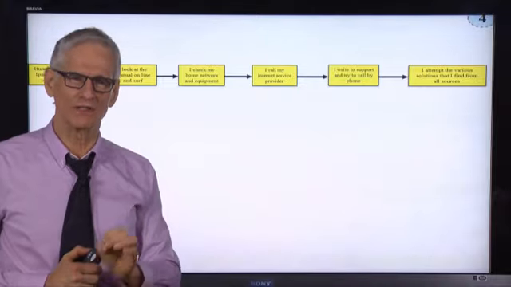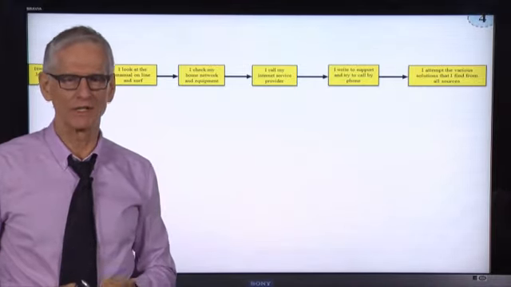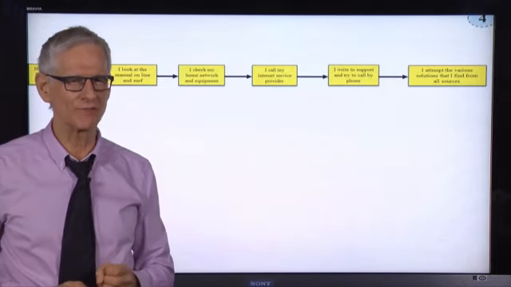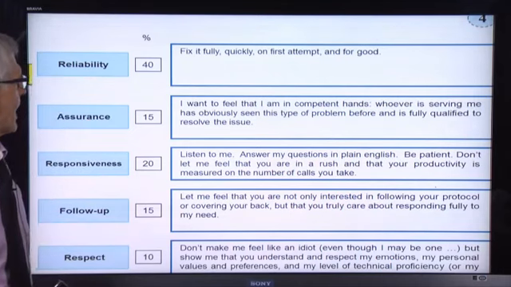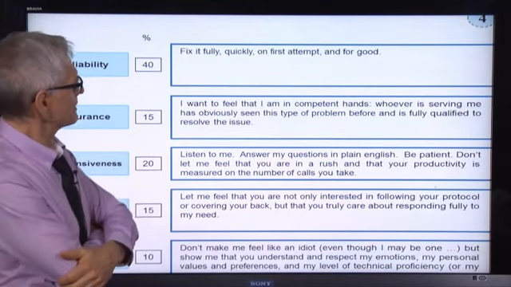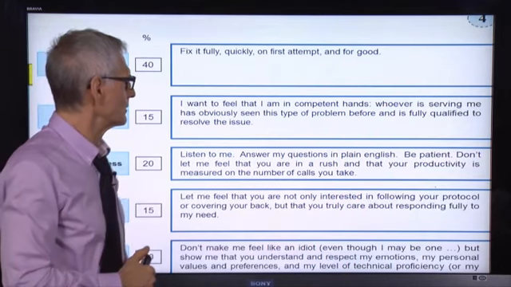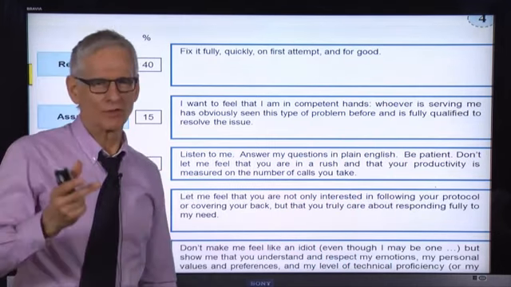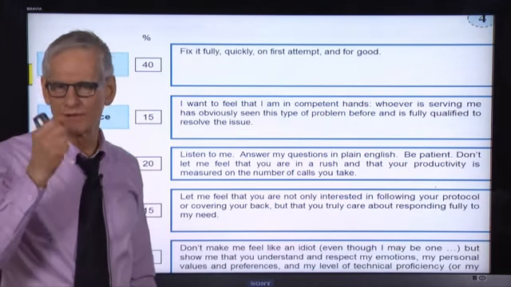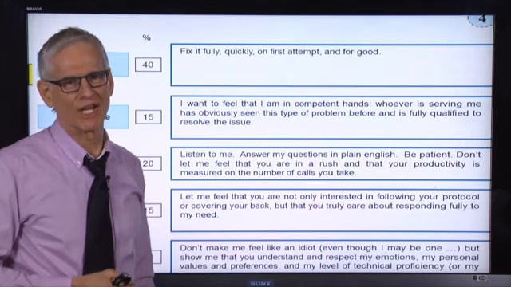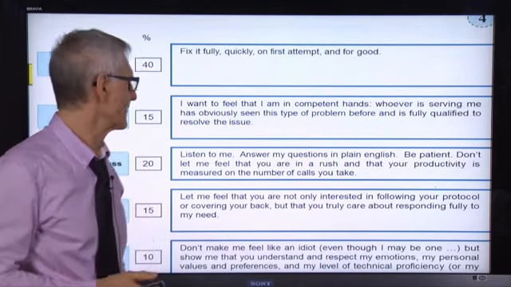If I'm ever to develop a process to deliver this, everyone involved needs to have the same idea of what this means. So we need first a definition. What is assurance? I want to feel that I'm in competent hands. Whoever is serving me has obviously seen this type of problem before, is fully qualified, and you can relate to that as you are trying to get help on any phone system. You're calling the support desk. You can immediately get the feel, yeah, she knows what she's doing here.